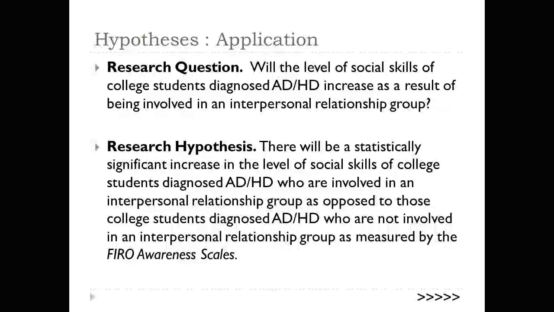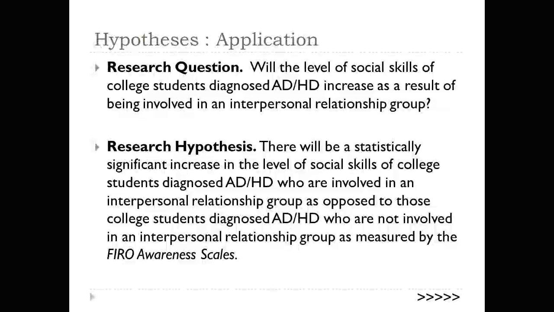As you can see, the research question is stated more generally. The research hypothesis is stated more specifically. It's very, very testable. You know what variables are being studied. So the independent variable is the type of group that college students with ADHD are involved in. And there's two levels of that group. There's no group, and then there's an interpersonal relationship group. It's clearly stated what the dependent variable is, and that's a level of social skill as measured by the FIRO awareness scale.